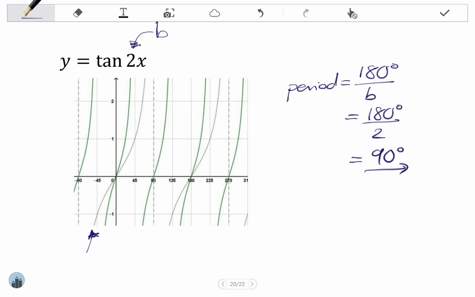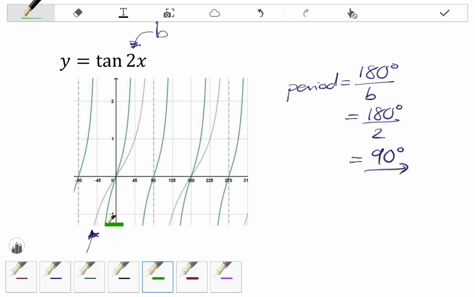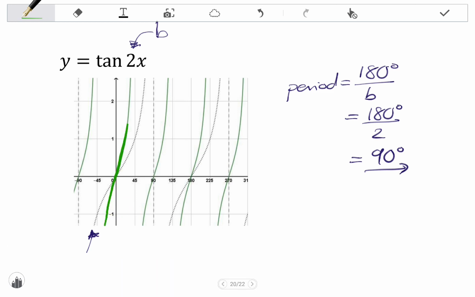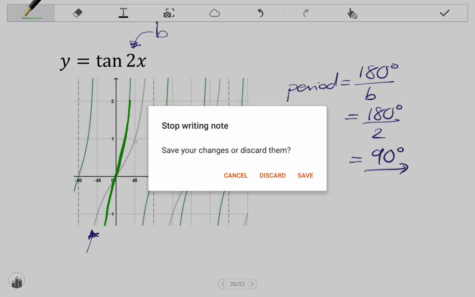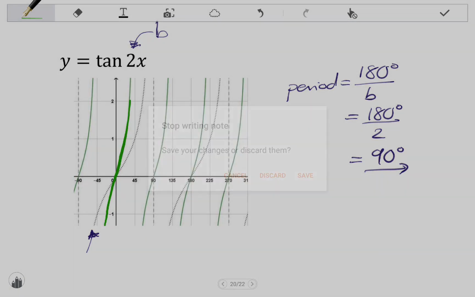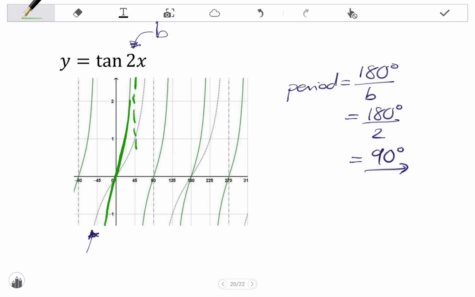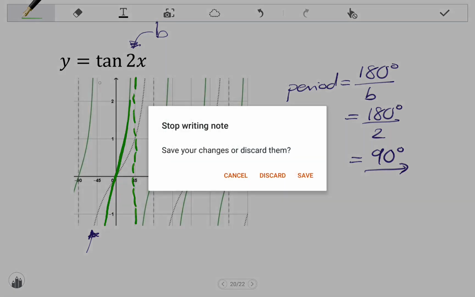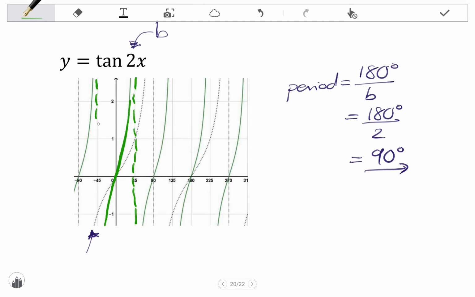Okay, so if we look at the graph here, if we just follow one of its arms, notice that its asymptote is also affected. The asymptote now lies at 45 and negative 45 degrees. So the period change also changes where the asymptotes lie. It compresses or stretches the graph horizontally.